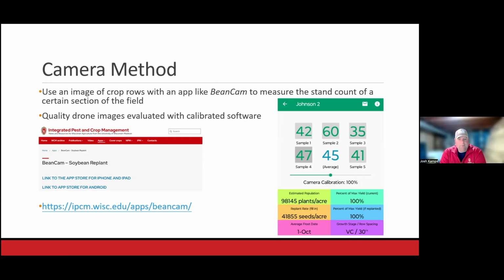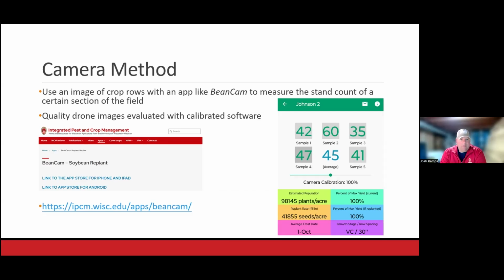The way this is set up is we take 5 pictures. I have a little example for you there on the right-hand side of the screen. For the field, I put a name up there, Johnson 2, and I have those 5 different sample pictures that were taken. It gives me an average. There are some calibration instructions there for how you might want to set that. What I ended up with for estimated population was just under 100,000 plants. I put in the date that I was in the field taking that. This was last year. I was looking at a field that had some slug damage to the soybean plants.